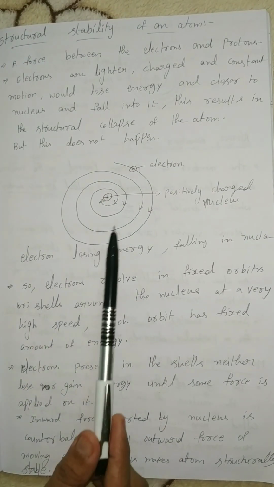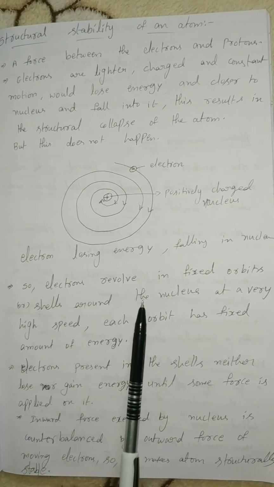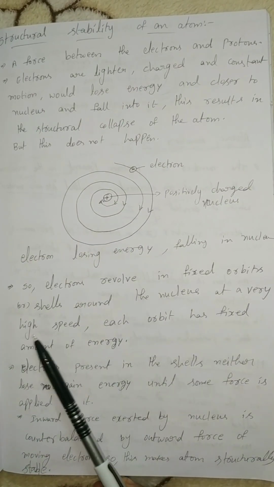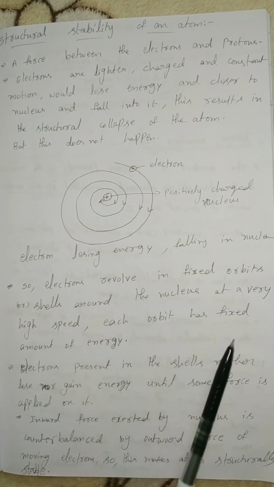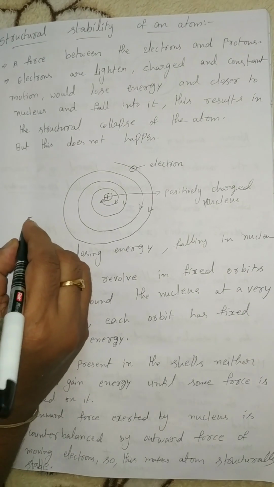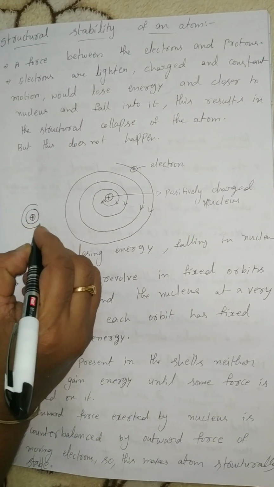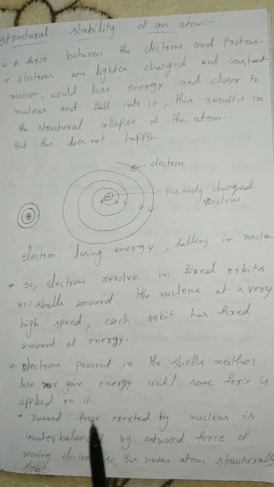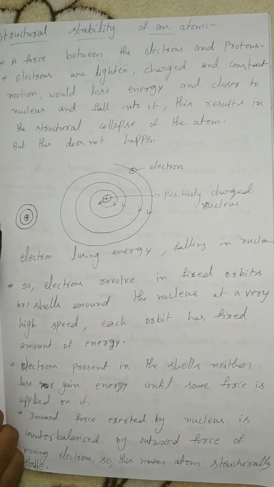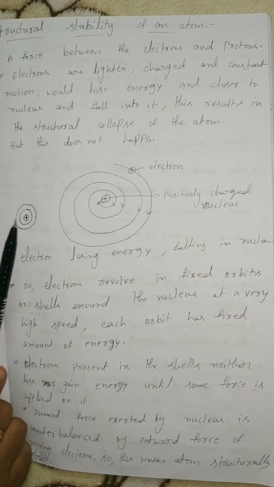Electrons revolve in fixed orbits or shells around the nucleus at a very high speed. Each orbit has a fixed amount of energy. So this is the nucleus. These are the orbits or shells. Shells have a particular fixed amount of energy. The electrons also have a high speed.